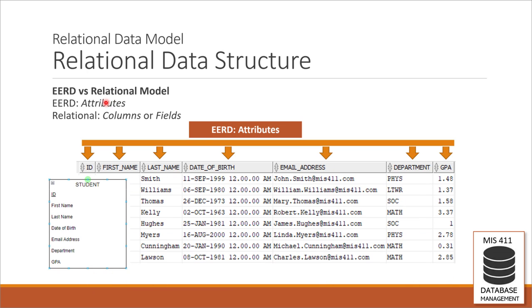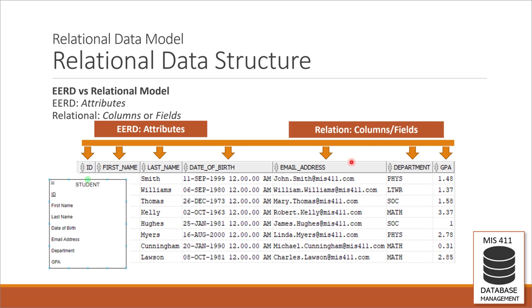So, EERD versus relational model. A lot of what we're going to be going over in this video has to do with taking what we had before and how it translates to what we have now with a relation. So in an EERD, we call them attributes: first name, last name, date of birth, etc. In the relational model, we're going to call them columns or fields, basically synonymous. So we have the ID column, the first name column, etc. We can also call these fields. And you should be familiar with this from our SQL exercises. So in EERD attributes, in a relational model, we call them columns or fields.